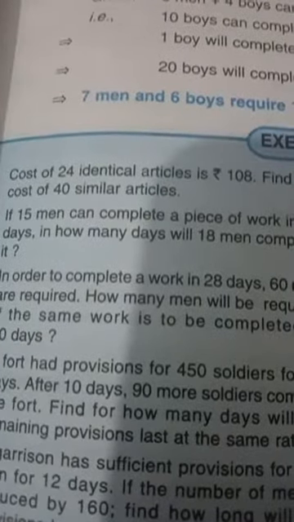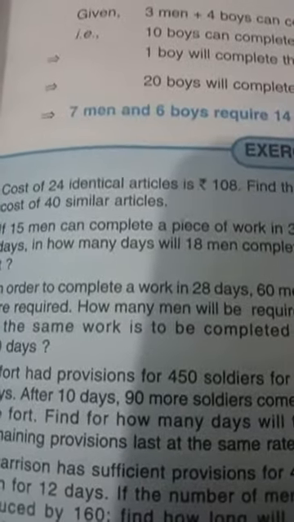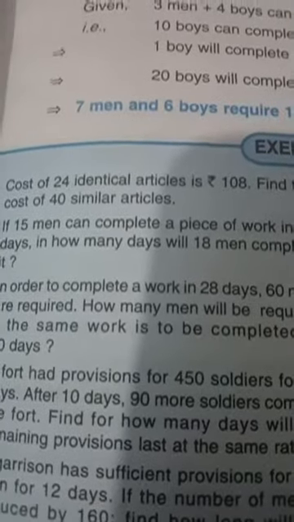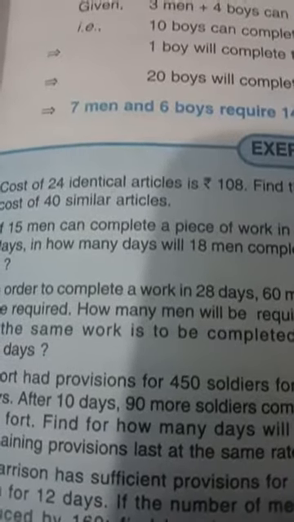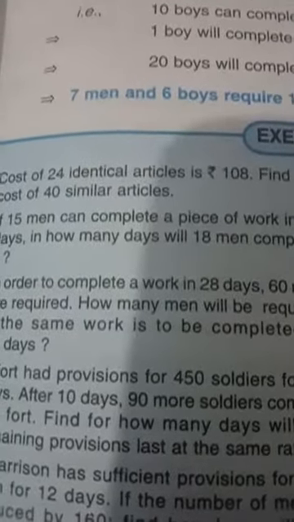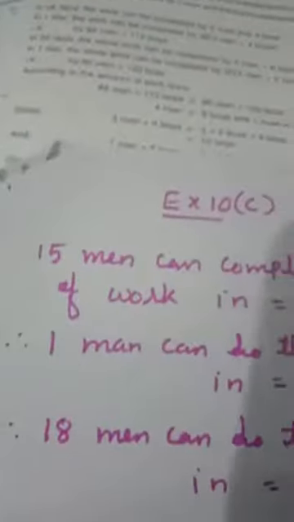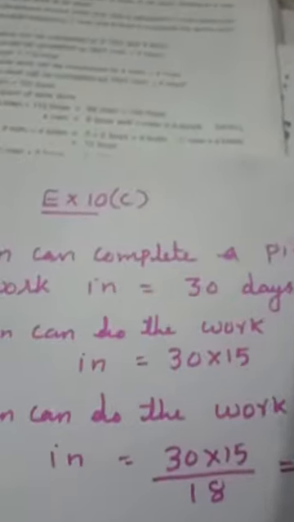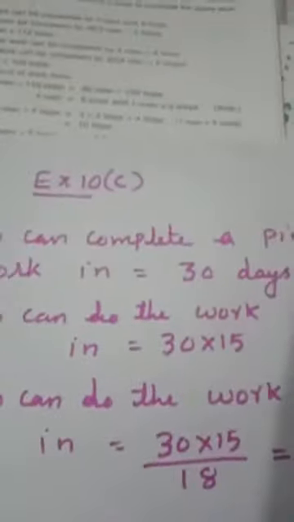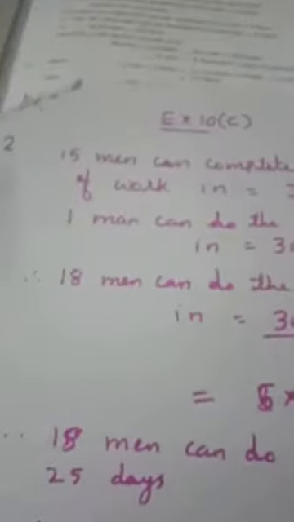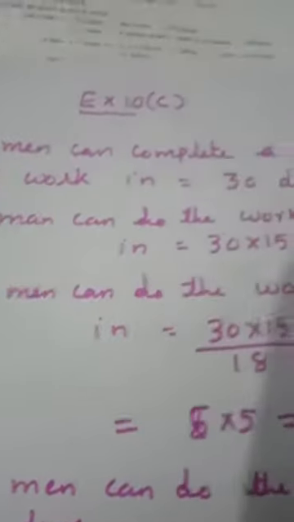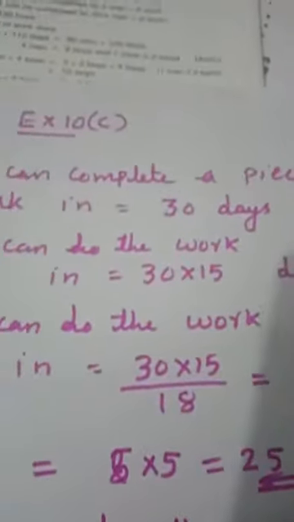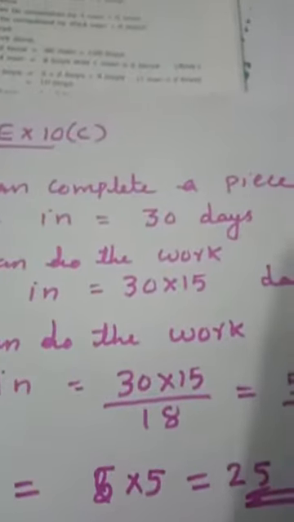So 15 men can complete a piece of work in 30 days. Men 15 and days 30. How many days will 18 men take to complete? So first here also we can apply unitary method. 15 men can complete a work in 30 days, it is given. Now, one man. This is unitary method. So first, one man can do the work in dash days. 30 into 15, not 30 by 15.